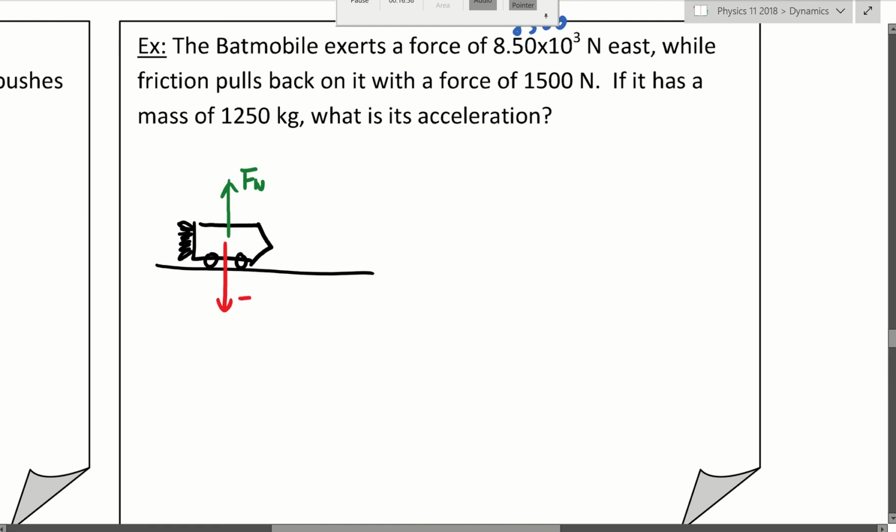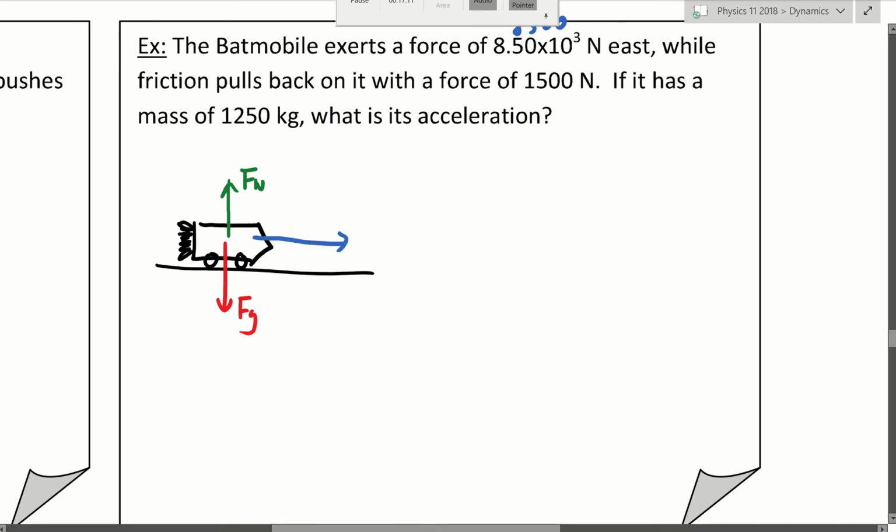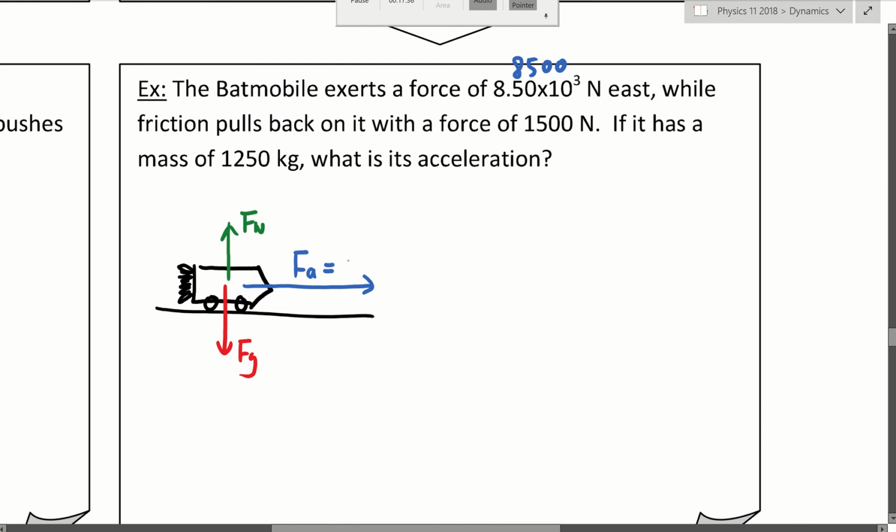Okay, so normal force, force of gravity. All right. Now, the push force is to the east at 8,500 newtons. Okay, so the push force is someone pulling it. So let me see what I call this one. This one is just from the Batmobile, right? So that's the push force from the Batmobile. So it's 8.5 times 10 to the 3, which is 8,500.